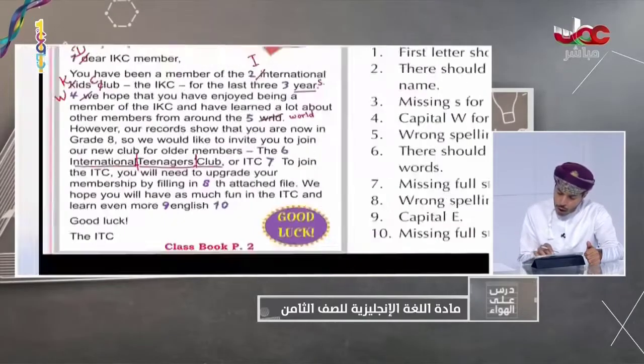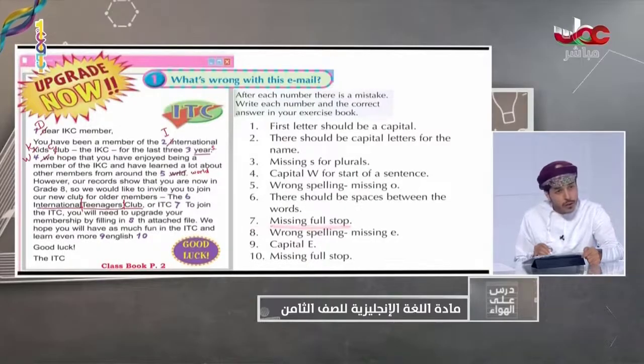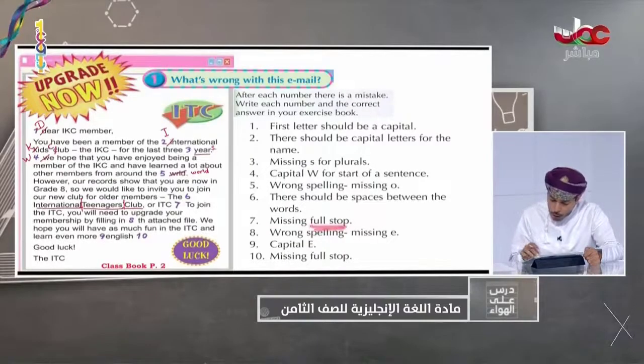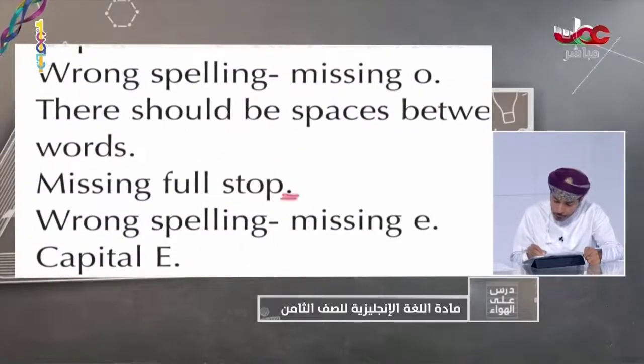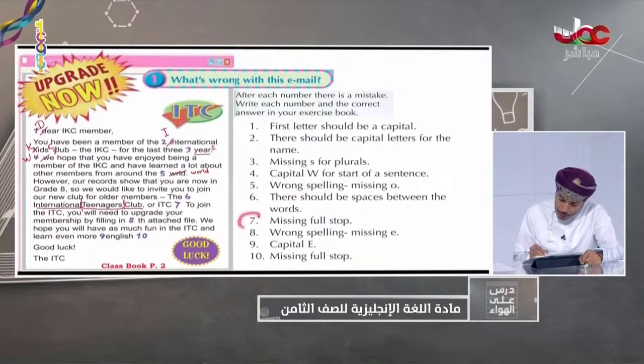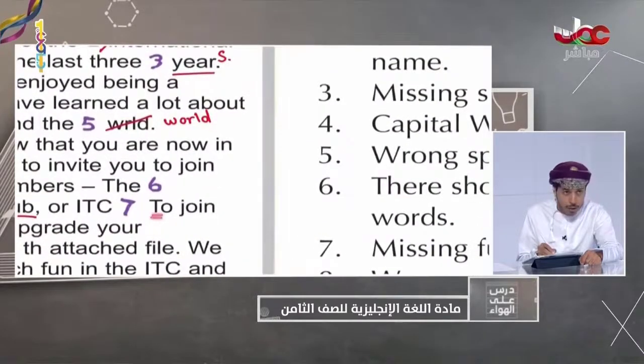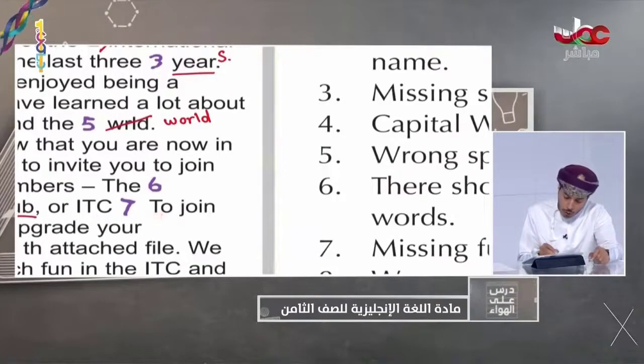Okay, then look at the 7th mistake, and here we have missing full stop. And here when we talk about full stop, we are talking about this one. We call this a full stop. A full stop or a period, as some people call it. Okay, so there is a full stop missing in number 7. So after you read this sentence, there is a full stop here because we have here a capital letter. It means a new sentence. So we should put here a full stop. We should put here a full stop. I will write it in red.